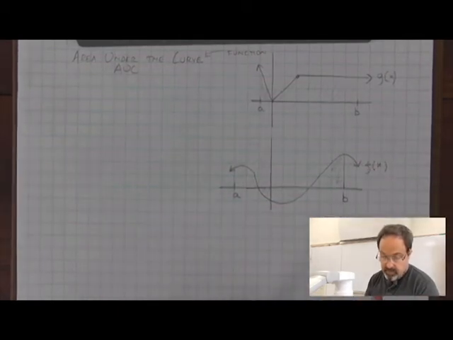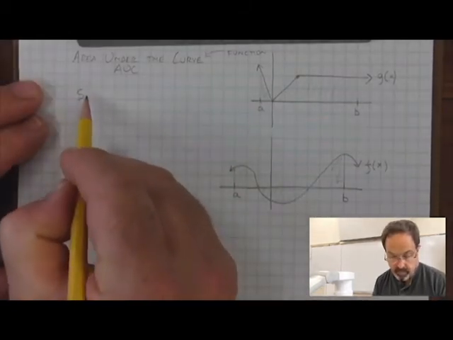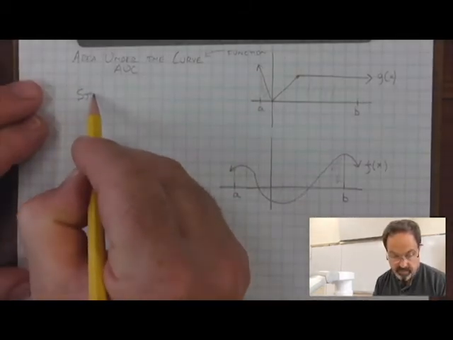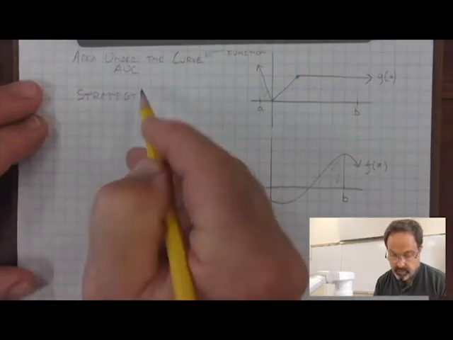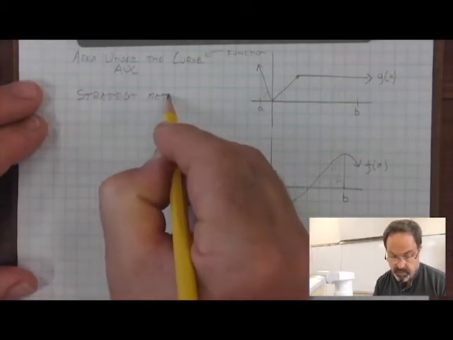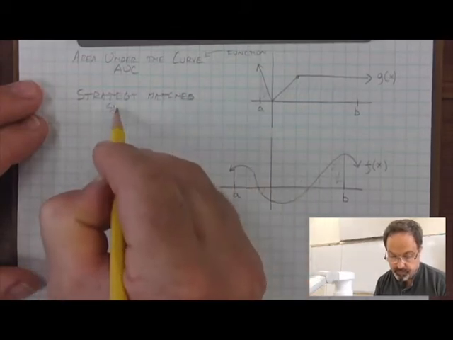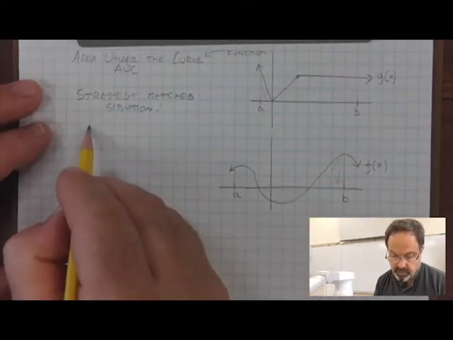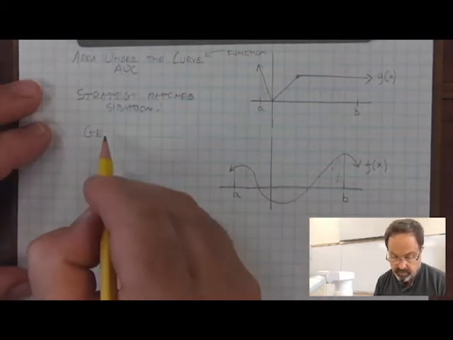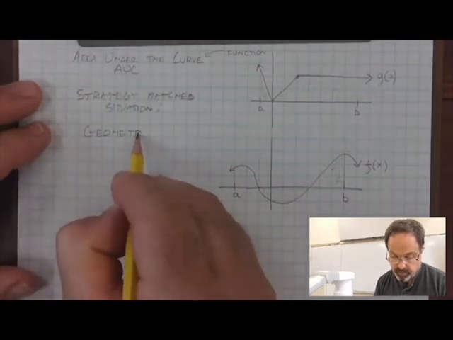How would we calculate the area under the curve of these? Well, we have strategies. We have a few different ways in which we can do this. And the strategy is going to match the situation. One strategy is to think about using geometry.